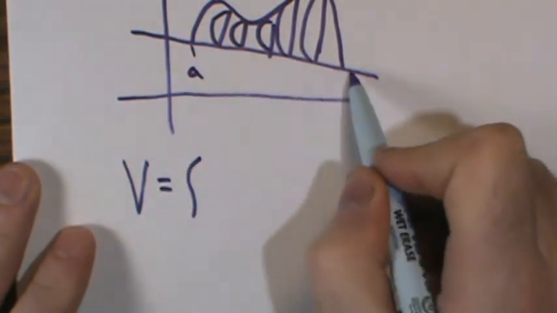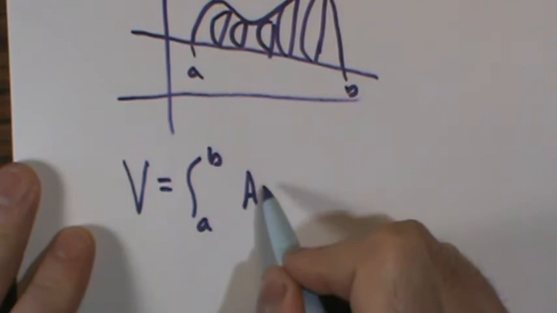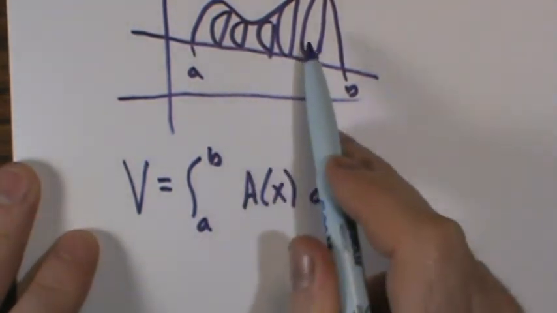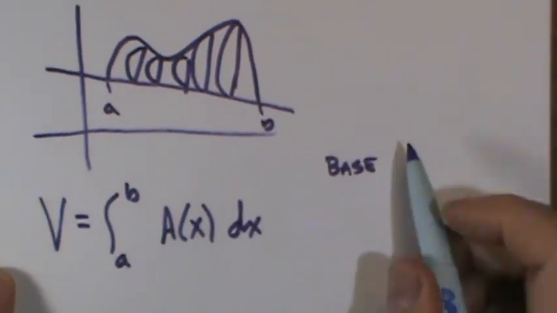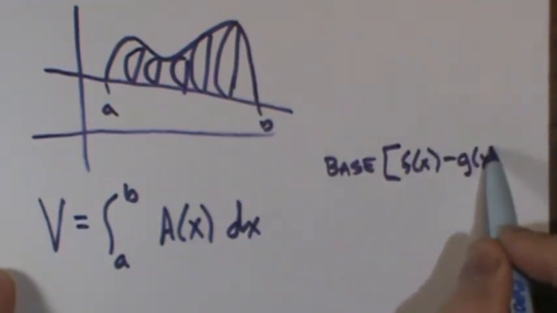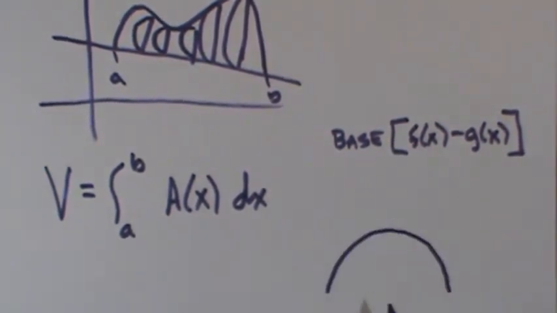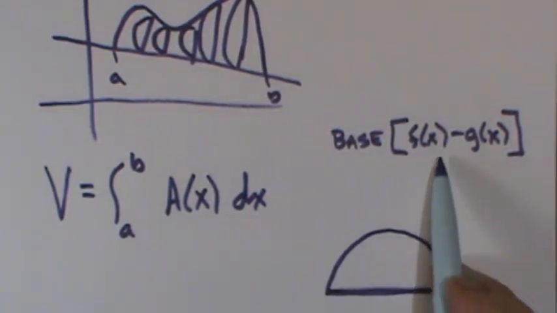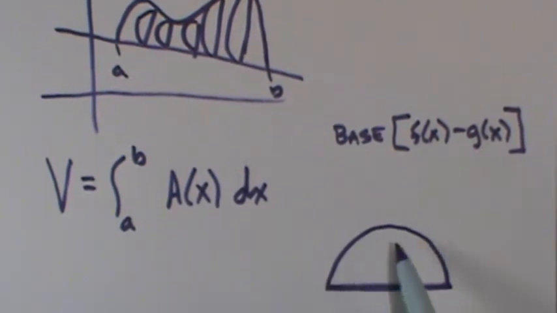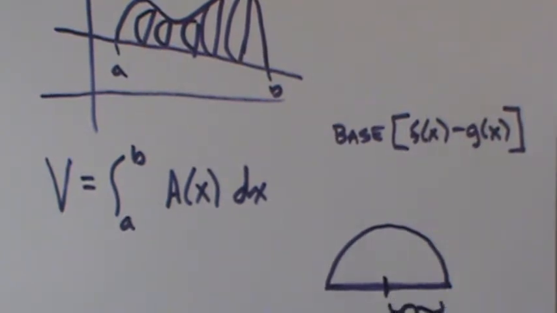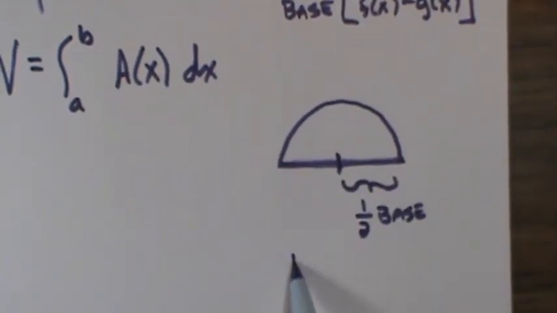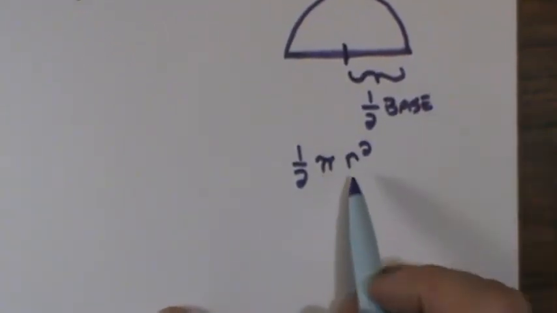And so I would say my volume equals the integral. This would be my A, this would be my B, from A to B. A of x times dx. I need the area. So I've got a base. Would be whatever f of x is, f of x minus g of x. Top function minus bottom function. And as I look at a cross section of this, distance is my base. So I've got a base here. In order to find this area, well, I'm going to need a radius, and this length would be half of that base. The area for a semicircle would be 1/2 pi r squared, where r is this half base. So I'm simply going to plug that in for r.